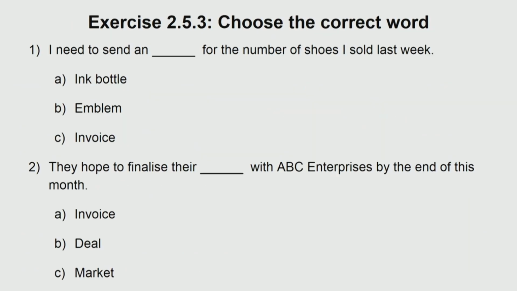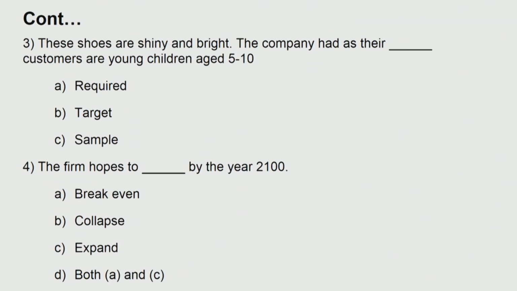And then next exercise. Choose the correct word. Set 1. I need to send an dash for the number of shoes I sold last week. Ink, bottle, emblem, invoice. Second, they hope to finalize their dash with ABC Enterprises by the end of this month. A invoice, B deal, C market. Next, number 3. The company had as their dash customers young children aged 5 to 10: required, target, sample. Number 4. The firm hopes to dash by the year 2100: break even, collapse, expand, both A and C.